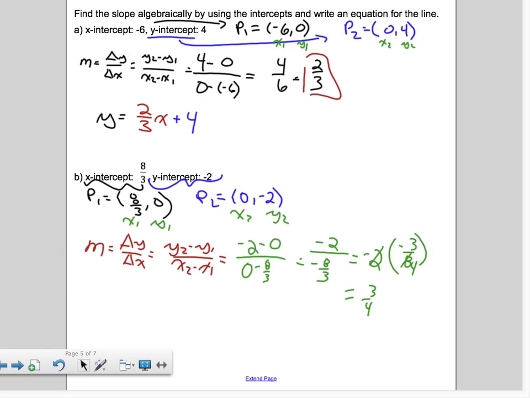And here we reduced by 2, both numerator and denominator, that's how we got 4 in the bottom. So we have 3/4. So here my equation is y is equal to 3/4 x.